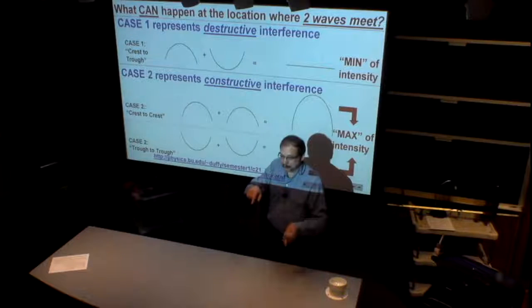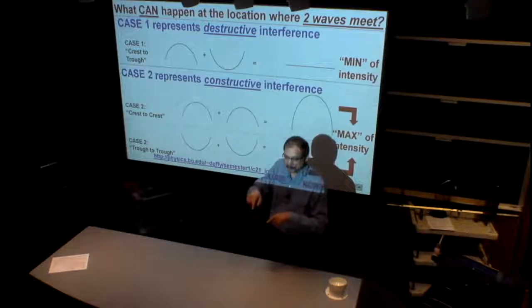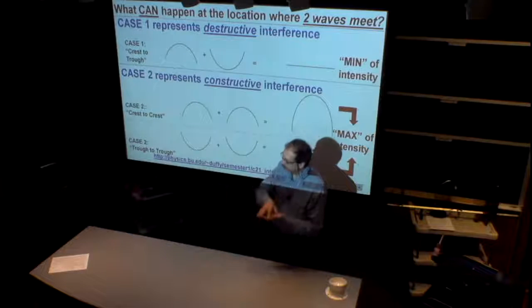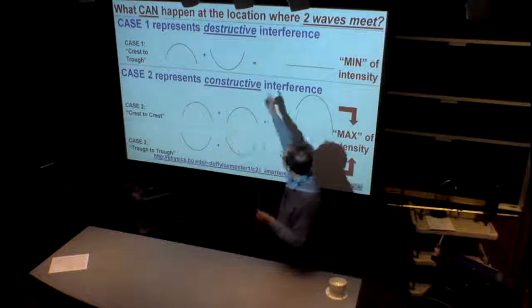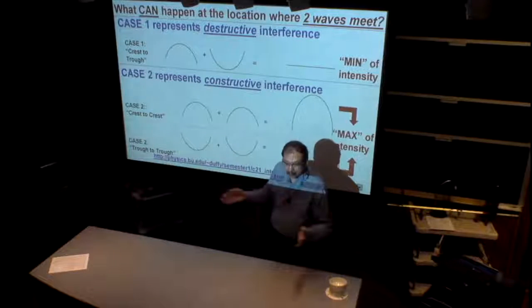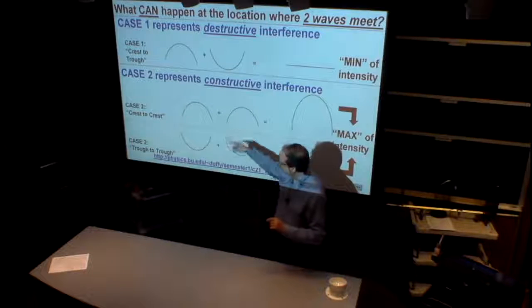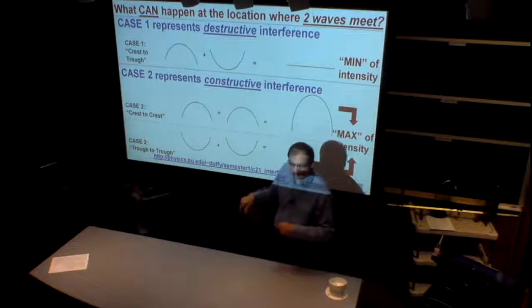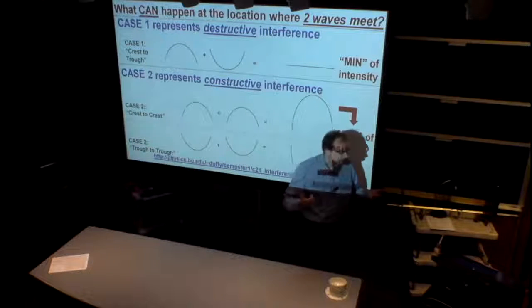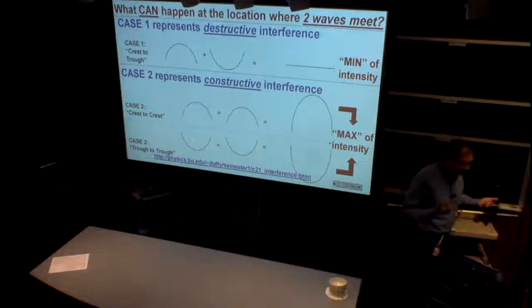when a crest from one wave and a trough from another wave meet at the same place, they cancel each other out. A completely destructive interference happens. No intensity at all. A minimum is reached. But if it's a crest and a crest, they amplify each other, and we should observe maximum intensity.